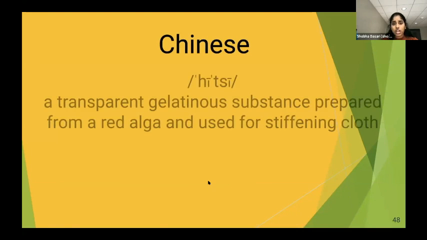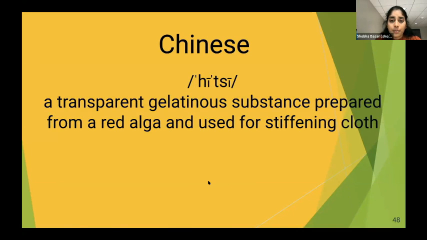So let's try a Chinese example, haizai. And this is a transparent gelatinous substance prepared from a red alga and used for stiffening cloth. Cool. Most people are getting the right answer. The I sound in Chinese is spelled with an AI. And so the spelling is haitsai.